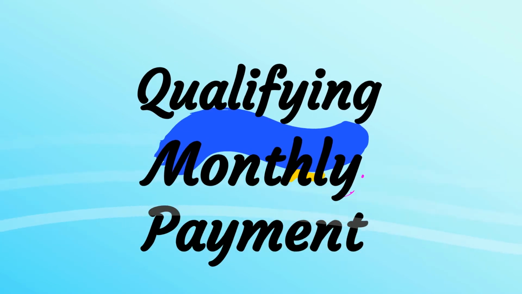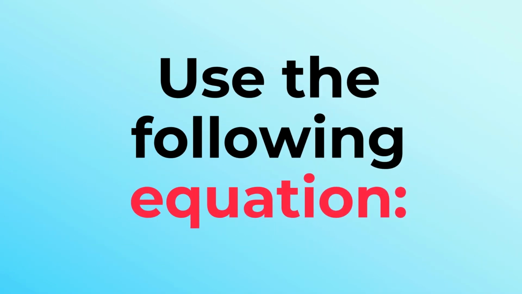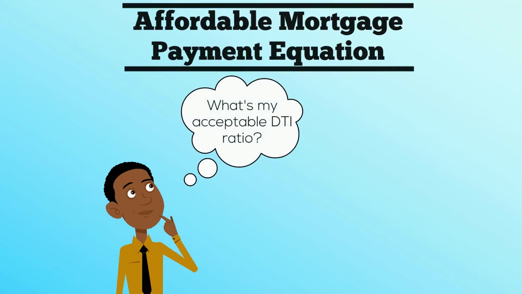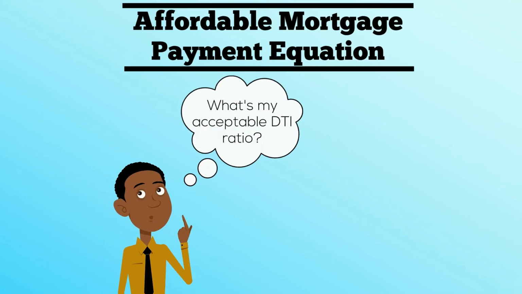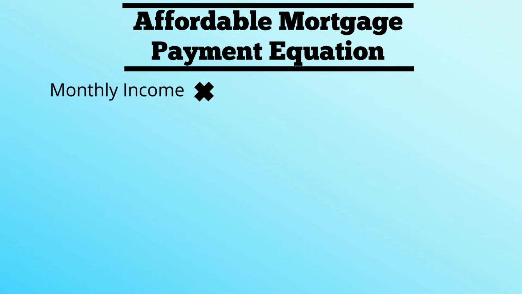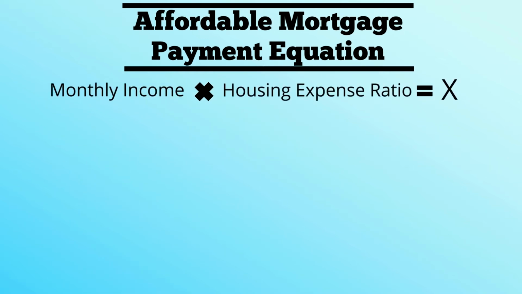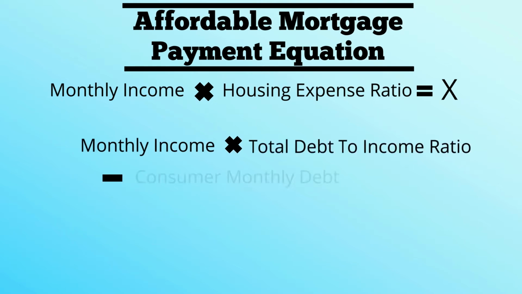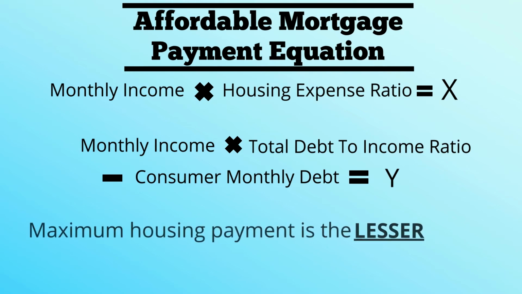Qualifying monthly payment. Use the following equation to determine how much of a mortgage payment someone can afford. Remember your acceptable DTI ratios for the loan program requested. Monthly income times housing expense ratio equals X, if applicable. Monthly income times total debt to income ratio minus consumer monthly debt equals Y. Maximum housing payment is the lesser of X or Y.